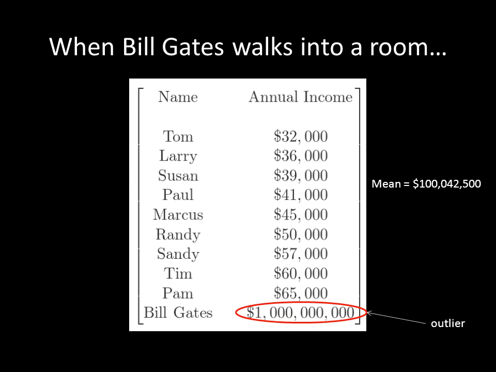And so in this example, the average income of this group of people is $100 million per year. And that's not quite representative of the annual incomes of many of the people in the sample, which is more in the range of $30,000 to $65,000. And so when Bill Gates enters the room, he is an outlier, a statistical outlier. He has an exceptionally high income that can skew the average.